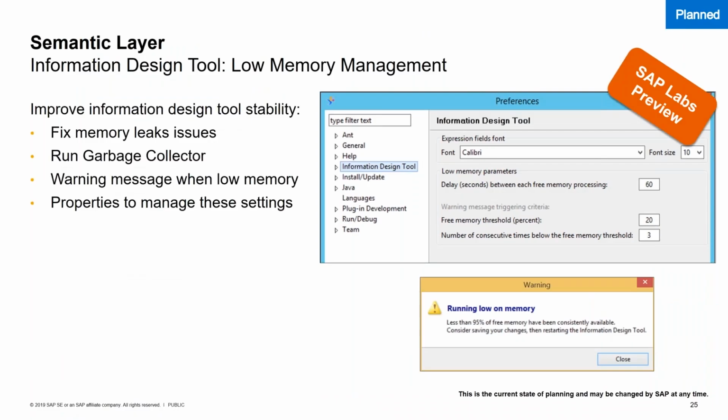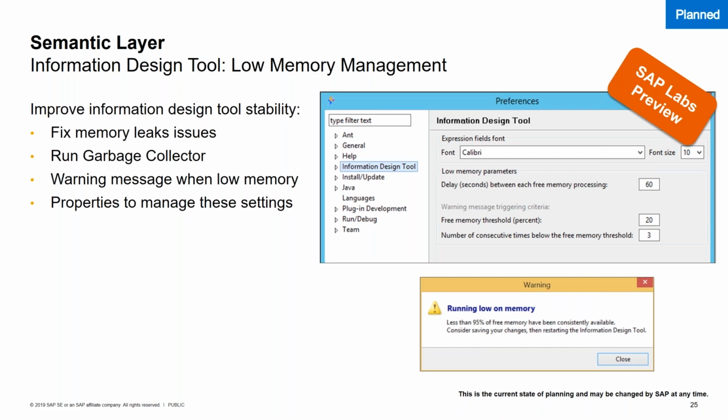Another one for IDT regarding memory leaks. We have improved IDT stability by reducing memory leaks and looking more frequently at unused memory, meaning that you have a better management of the Java garbage collector. If these improvements are not enough to prevent memory shortage, a warning message can now be displayed to propose that you close your IDT.